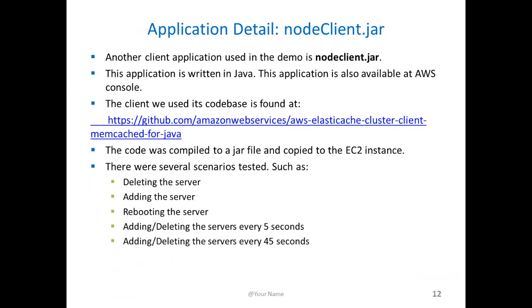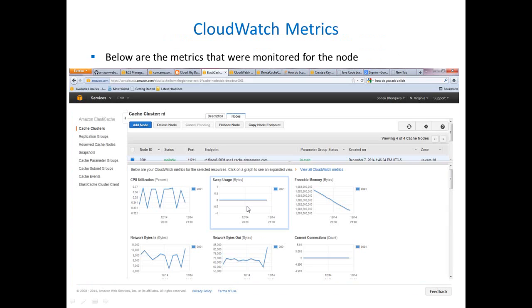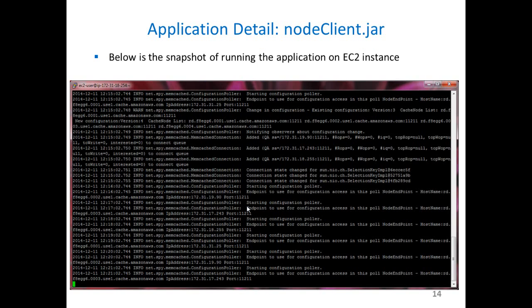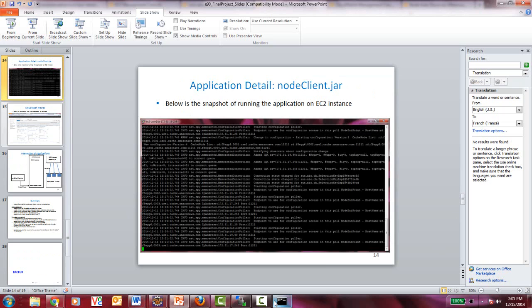Once the application was compiled into a jar file, I copied it to the EC2 instance and then ran that application and saw how it's detecting the cluster changes. The scenarios that I tested were: I deleted the cluster manually, I added the cluster manually, rebooted the cluster, and changed the interval of time when I'm deleting the cluster or adding the cluster. So let's go and do the demo for this.